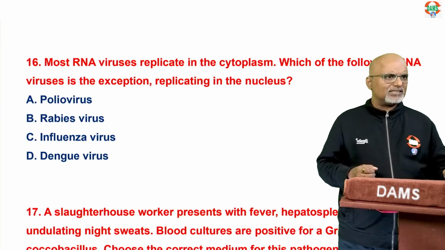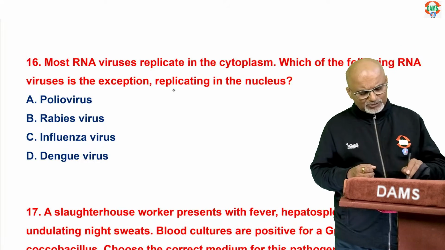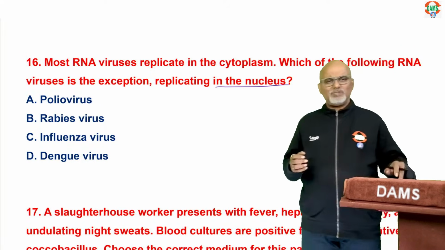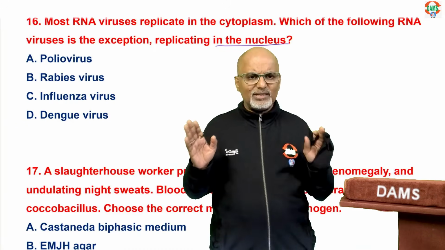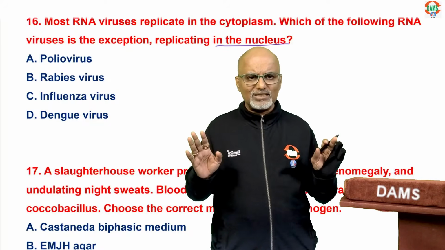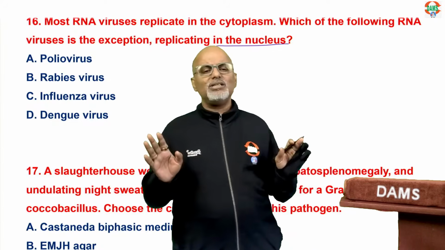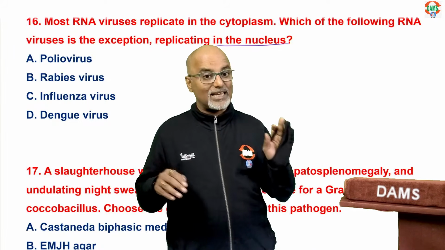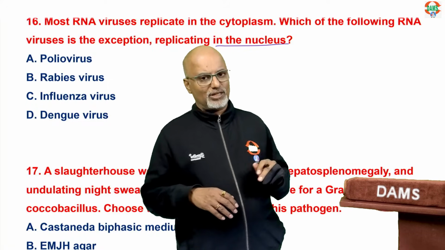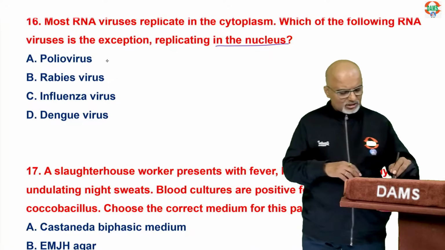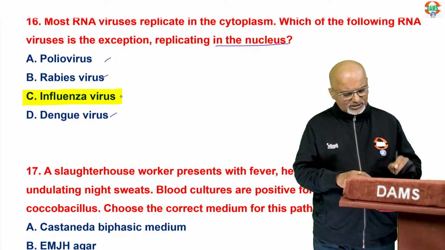Most RNA viruses replicate in the cytoplasm. Which of the following RNA viruses is the exception, replicating in the nucleus? This is in my notes. When I'm taking the class, I used to tell you all DNA viruses multiply in the nucleus except Pox virus. Vice versa, all RNA viruses multiply in the cytoplasm except Orthomyxovirus, influenza virus, in the nucleus. That is the difference.